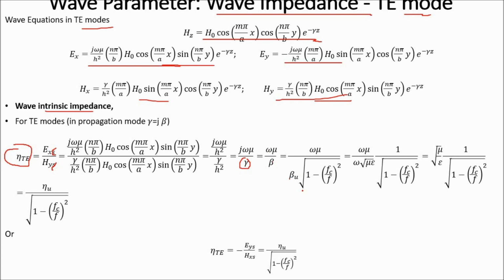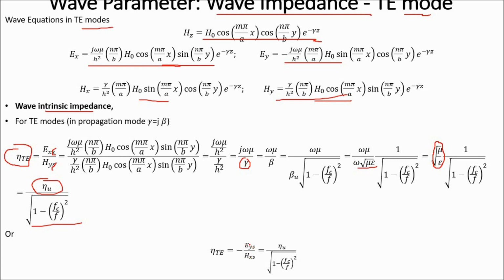And beta is beta u like this. Then beta u also can be written as omega square root of mu epsilon. You will then get square root of mu over epsilon, and this is the wave impedance or intrinsic impedance for unbounded medium, that is eta u, divided by this. So for the transverse electric mode, you can find the wave impedance is the unbounded impedance divided by the factor of this.